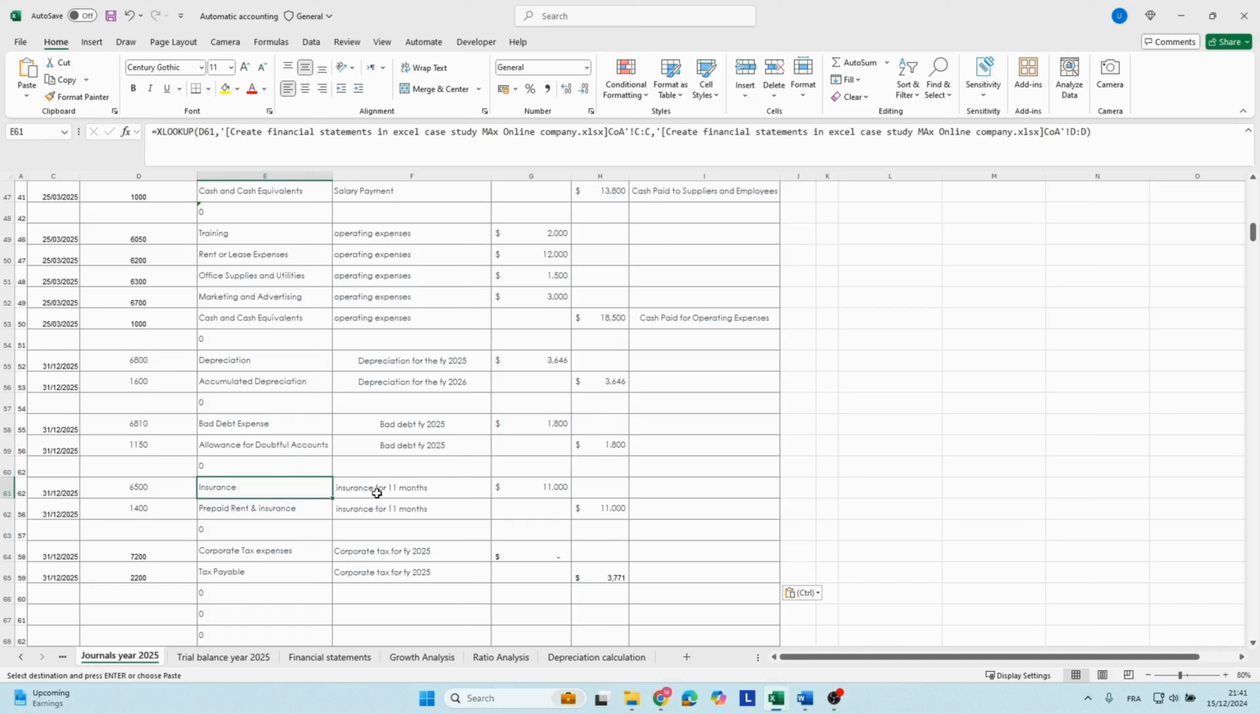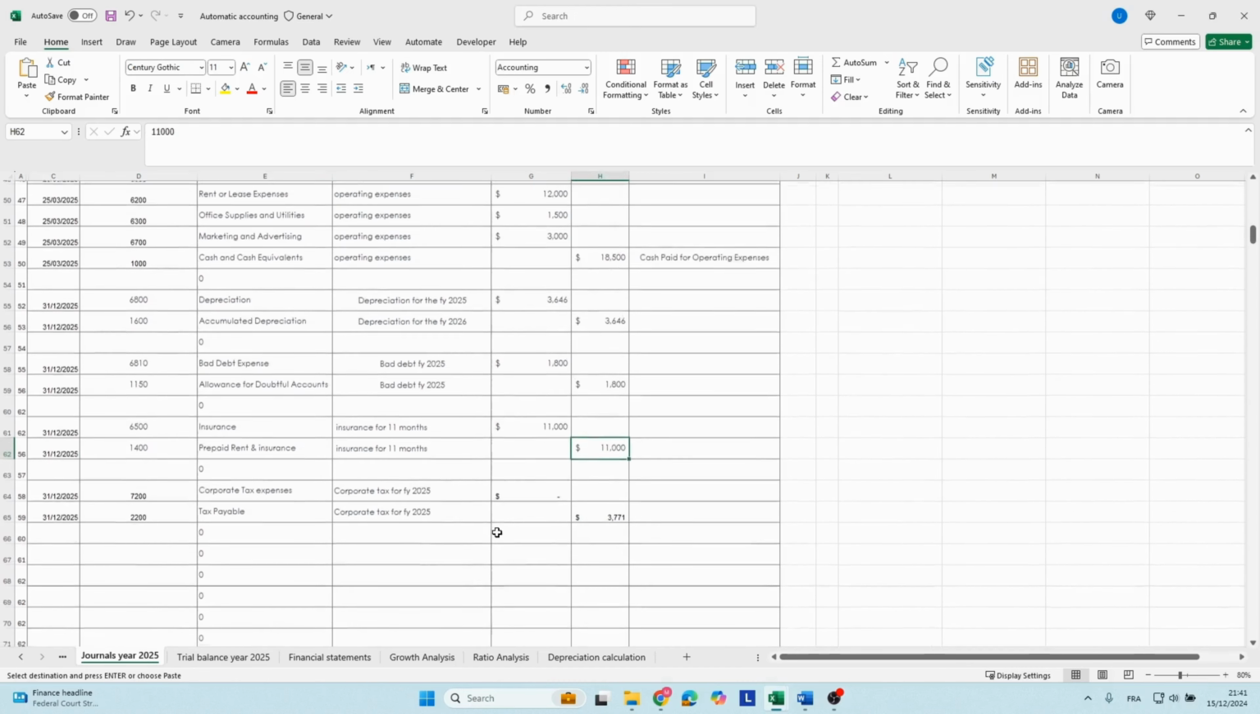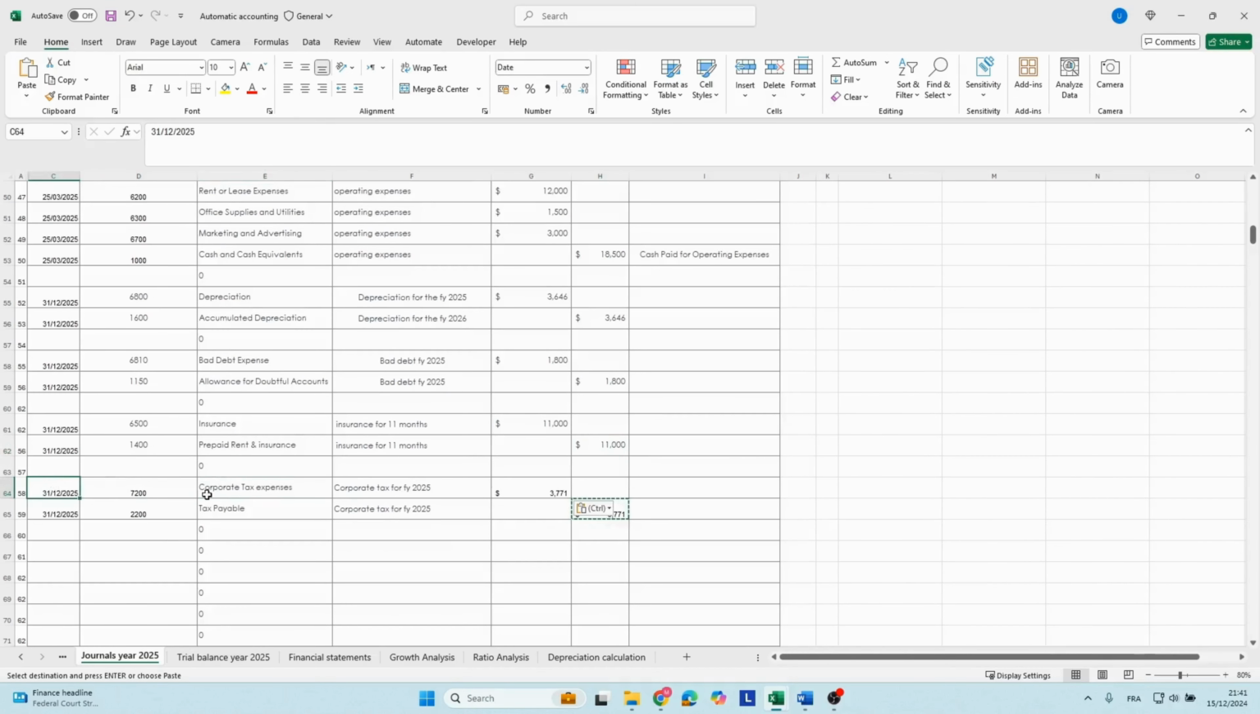Insurance. In the last year adjustment, we have booked the prepaid rental and insurance for 11 months. Here in this year, we need to book the insurance cost related to this year, and we cancel the prepaid insurance with the same amount. And the same thing for corporate taxes for the year 2025.